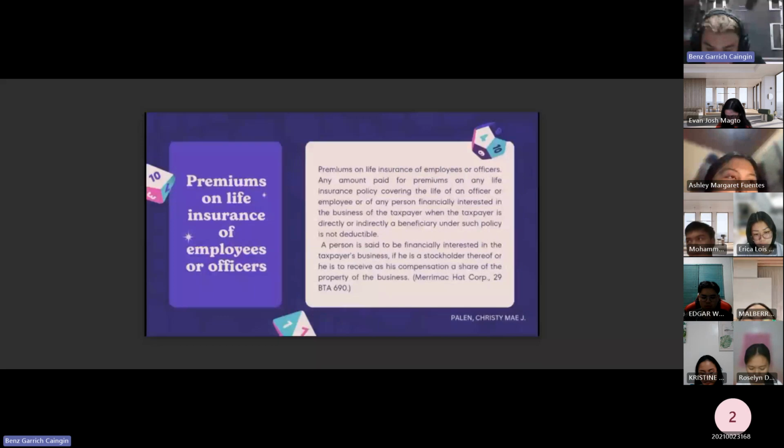This means that the premiums paid by a taxpayer on any life insurance policy covering the life of an officer, employee, or any person financially interested in the taxpayer's business are not deductible. A person is considered to be financially interested if they are a stockholder of the business or receive a share of the property of the business as compensation.